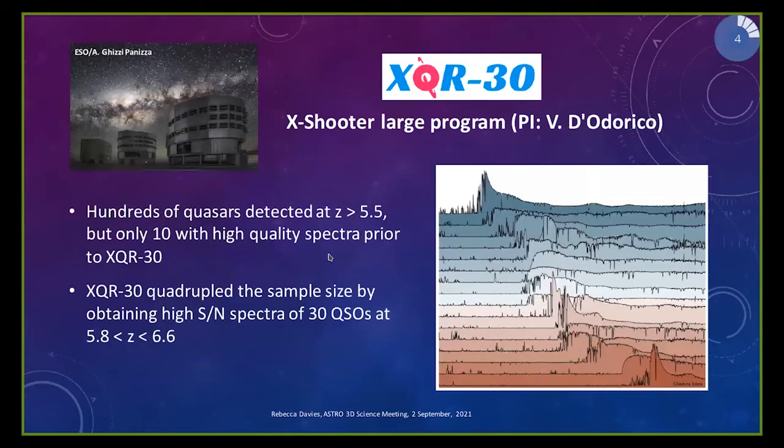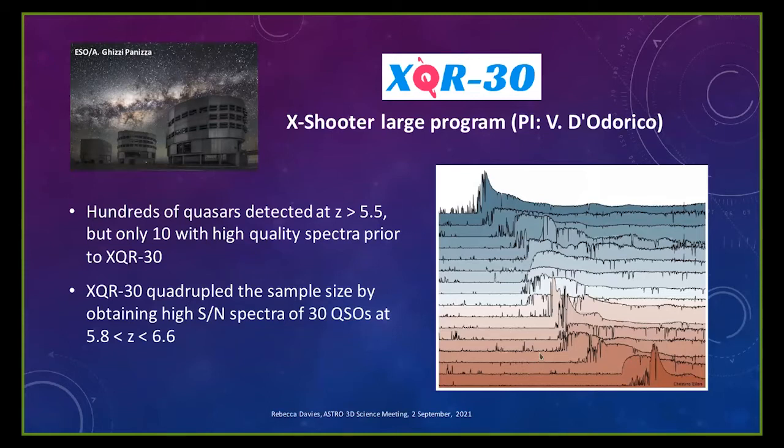Now, this is where XQR30 comes in. Over the past decade, our knowledge of high redshift quasars has really exploded. Deep all-sky imaging surveys have revealed hundreds of quasars at redshifts greater than 5.5. However, prior to XQR30, there were only about 10 redshift 6 quasars with spectra of high enough quality that you could actually robustly measure the absorption line properties. The XQR30 survey has quadrupled this number by obtaining high signal-to-noise X-shooter spectra of 30 of the brightest quasars above redshift 5.8. In this beautiful image on the right, you can see about half of the XQR30 spectra.